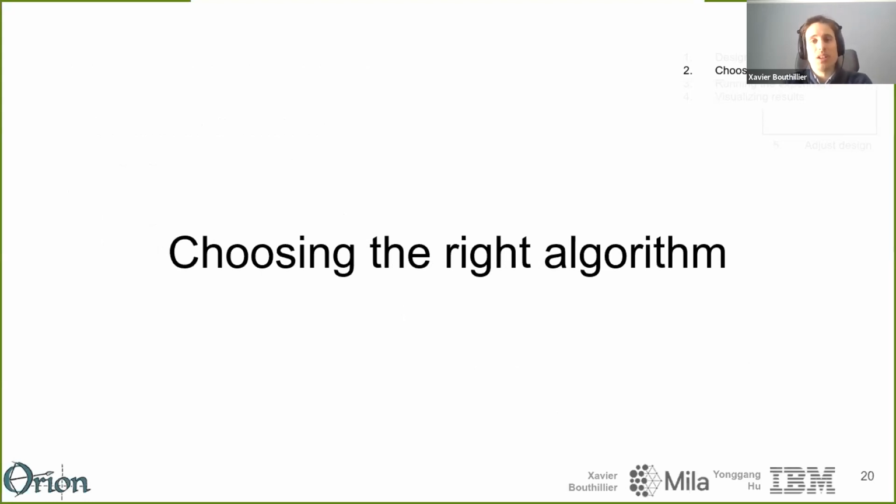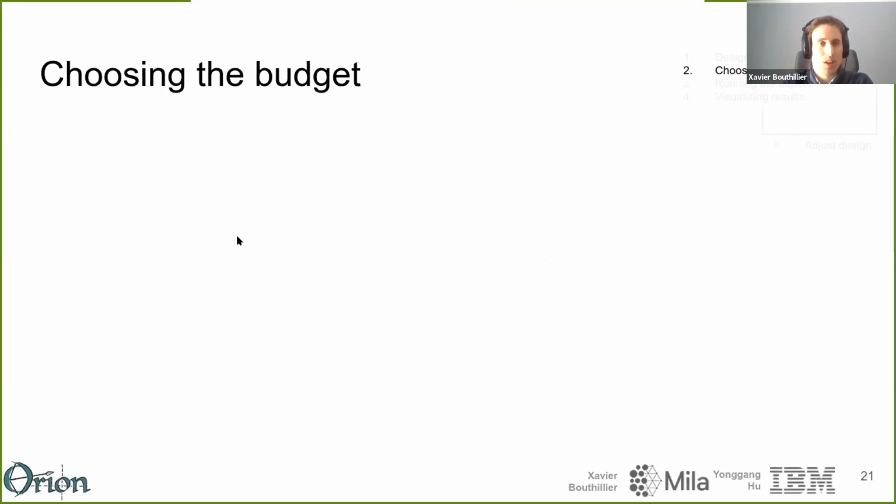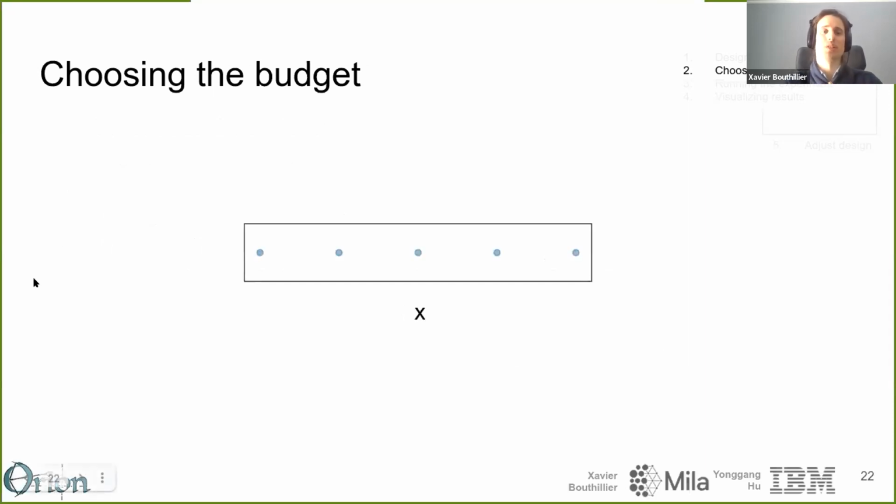So now choosing the algorithm. First, we need to choose the budget. So the budget is the number of trials. I don't think I defined these words already. Sorry about that. So when you do hyperparameter optimization, the entire process, I call it an experiment. And each set of hyperparameters that you try and that you execute, so each training, we call it a trial. And now choosing the budget means choosing the number of trials that you can afford, or you should afford if you want to have a good result.